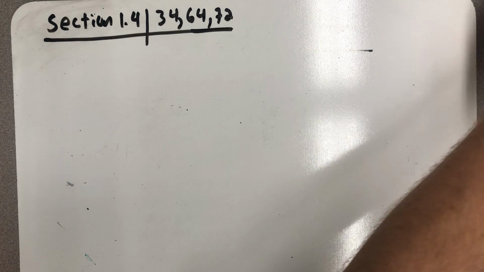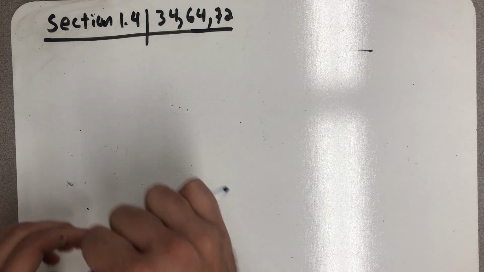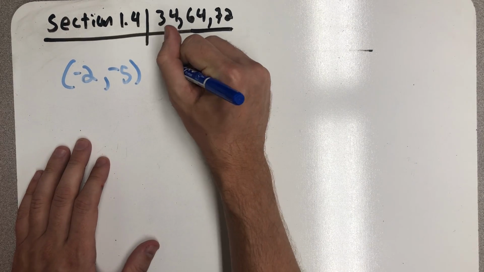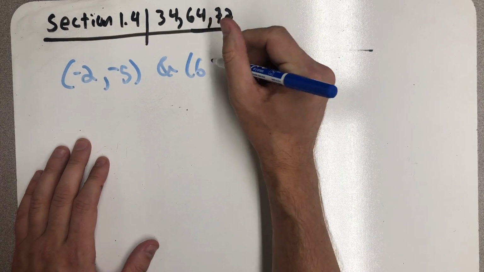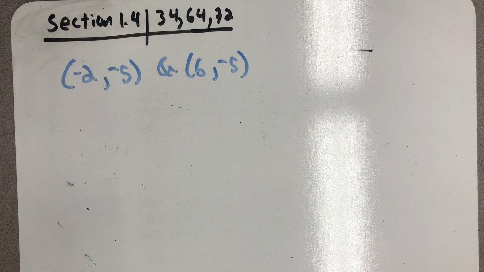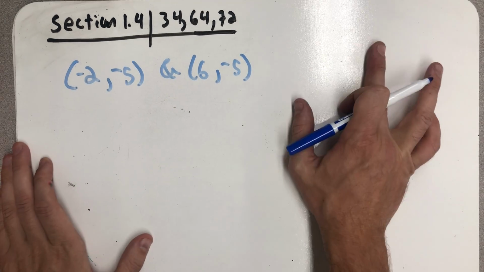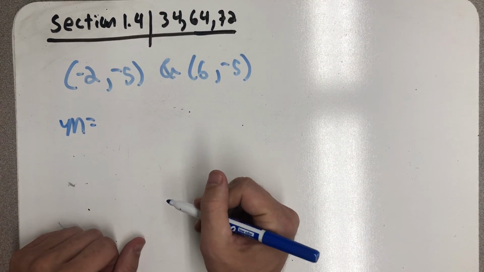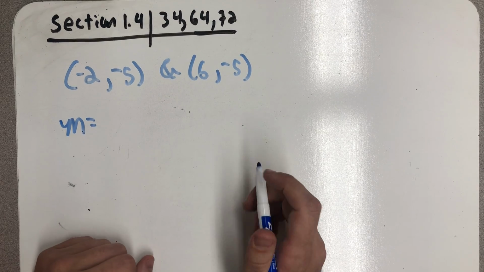So in number 34, our 2 points are (-2, -5) and (6, -5). We're asked to write the equation of the line in 2 different formats, first in point-slope form and then in slope-intercept form. Either way, to get started I would need to first find the slope. So that's what we're going to do first. We're going to find the slope of this line.